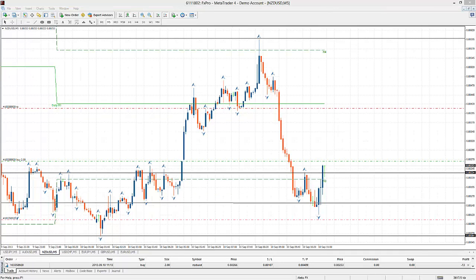See that break, that pop up of the up fractal? So there's the working order. We've just been entered long with a stop below the most recent down fractal and the take profit up at the next pivot point.